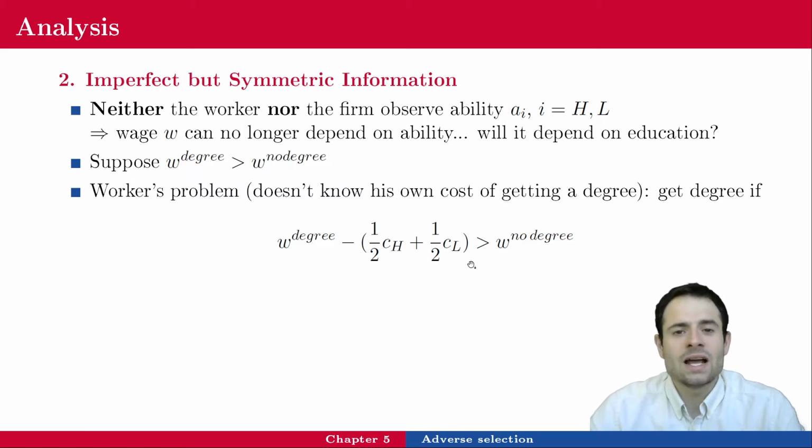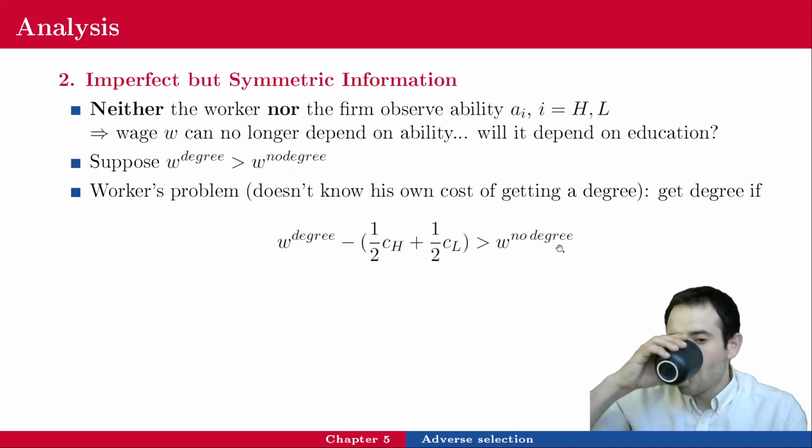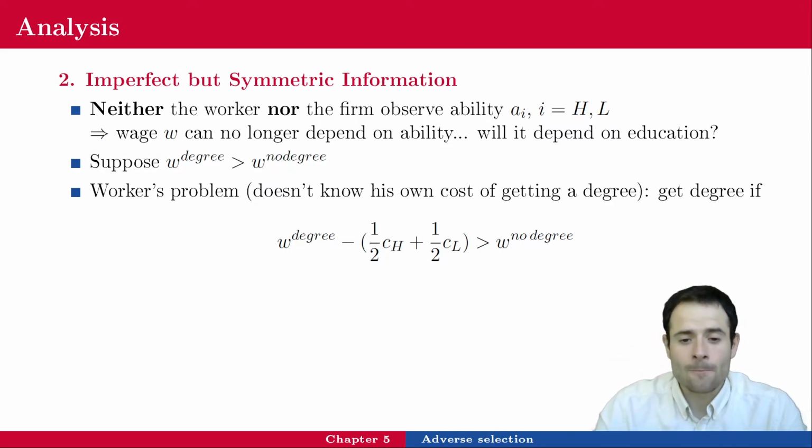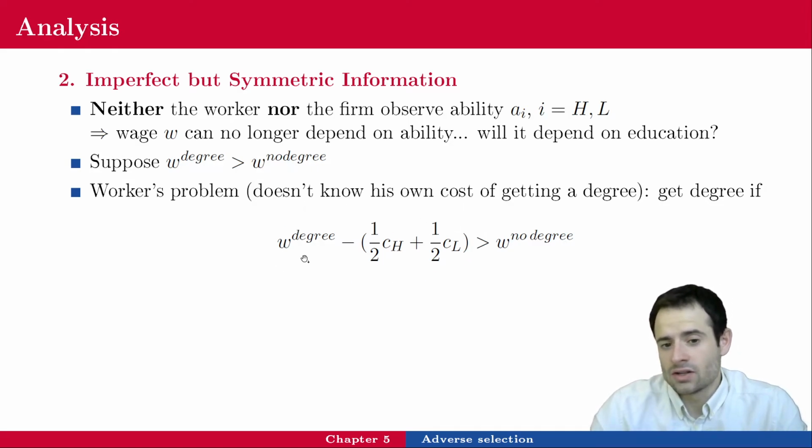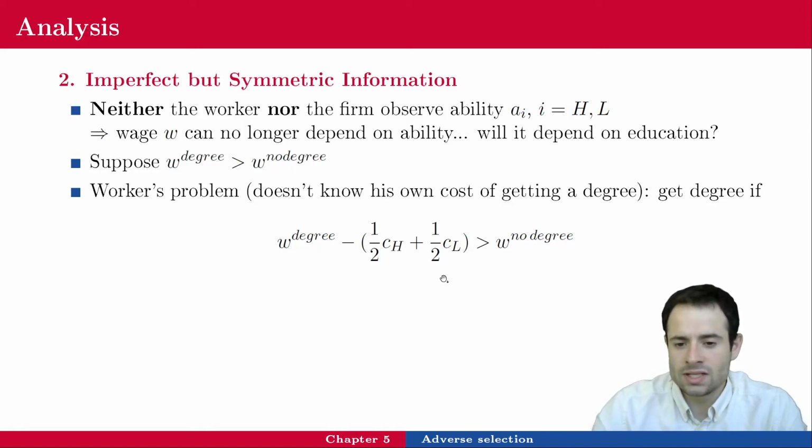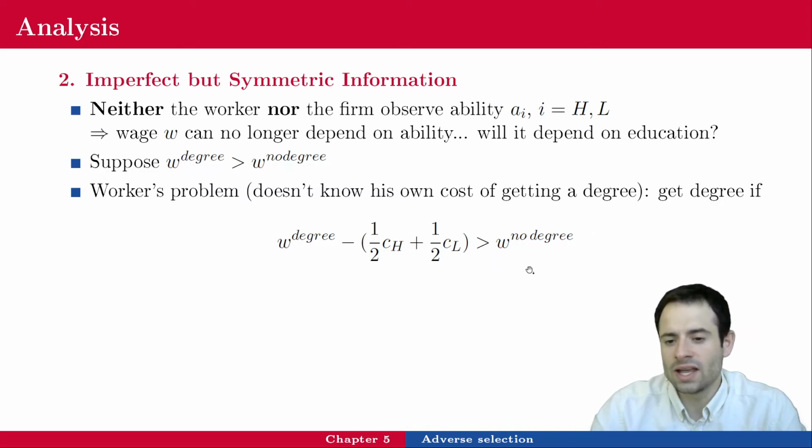If he decides not to get a degree, he doesn't have to pay any cost, but he will only get paid a wage equal to W, no degree. Now, the worker will get an education if it's worth it. So if his expected utility by getting a degree is higher than his expected utility by not getting a degree. Note that if he doesn't get a degree, there is no expectation anymore because there is no uncertainty.